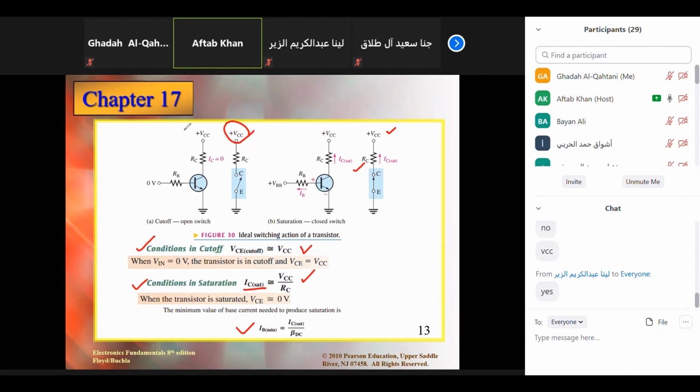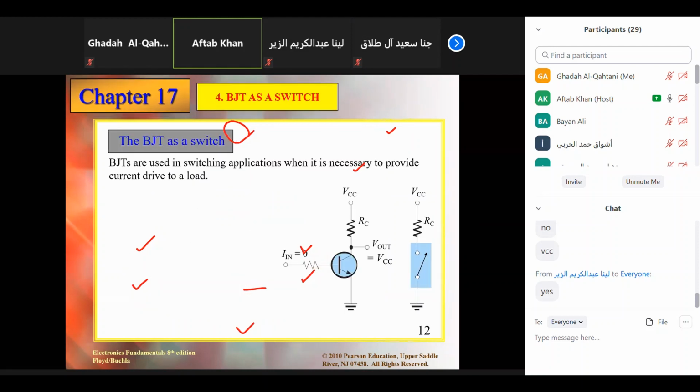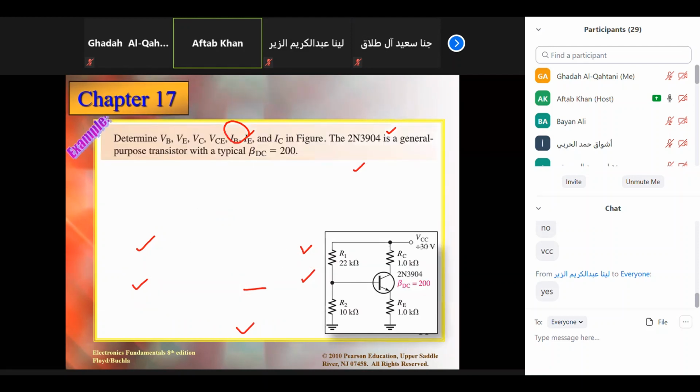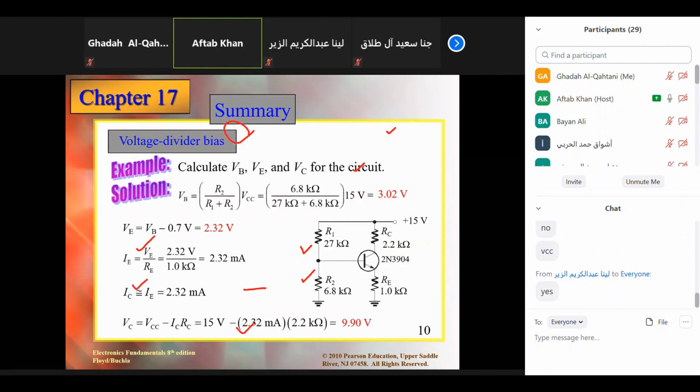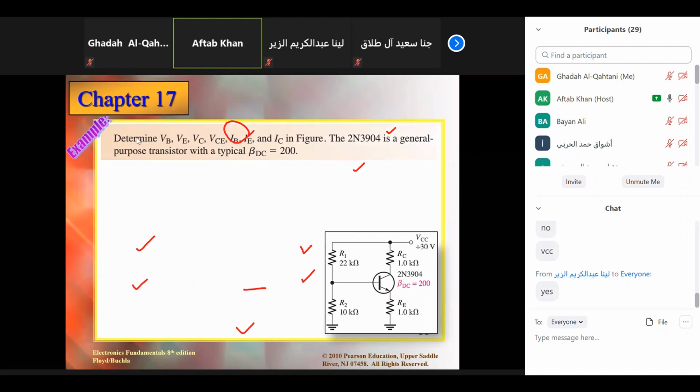So why is this important here? Because questions are based on saturation conditions and cutoff conditions, and this type of question is where you need to calculate voltage and current. So this is all about the transistors.